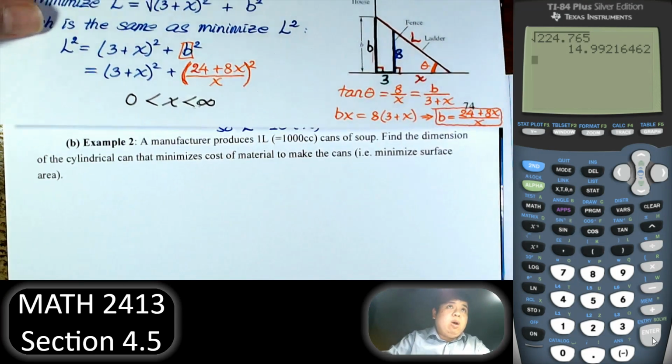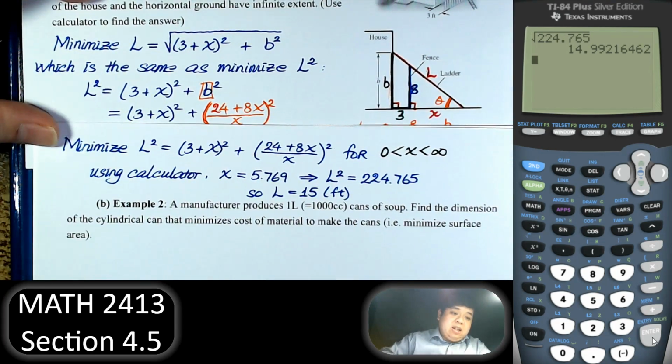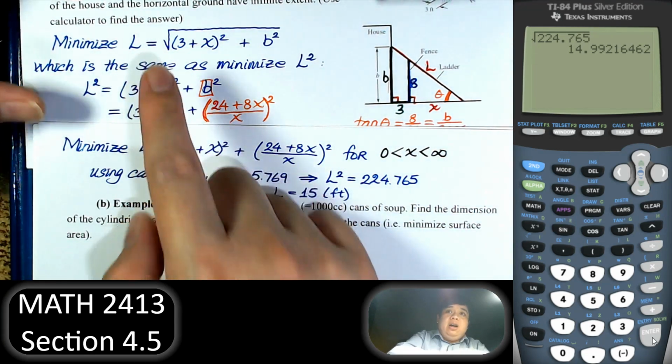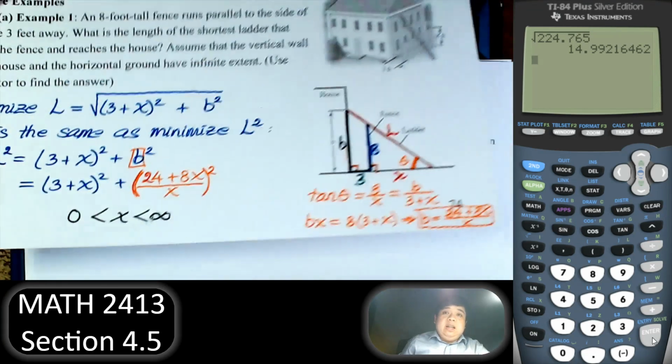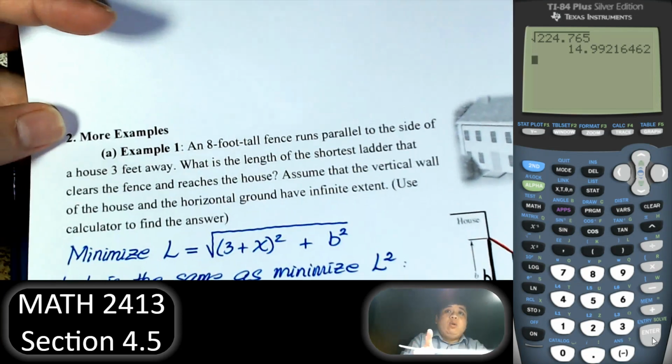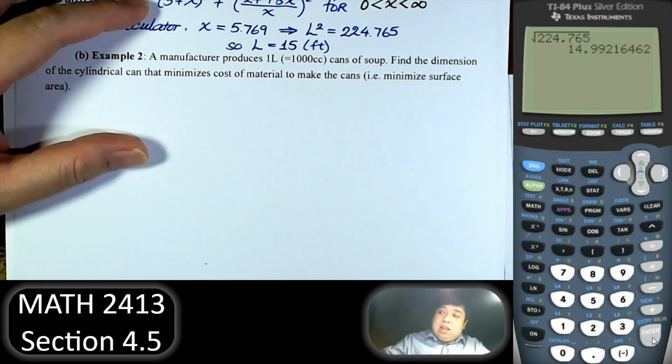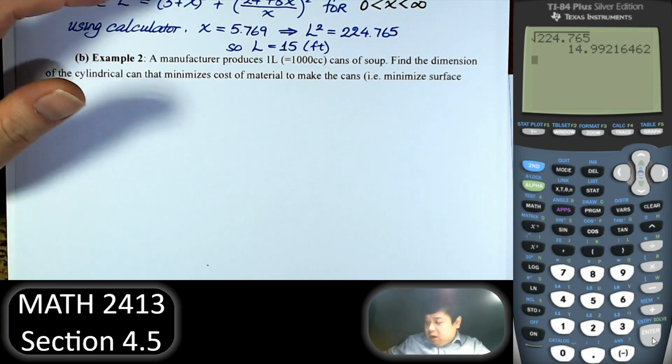One thing I want to emphasize again is that when we try to minimize L, if it has a square root, we can square both sides, because if a number is minimized, its square is also minimized.